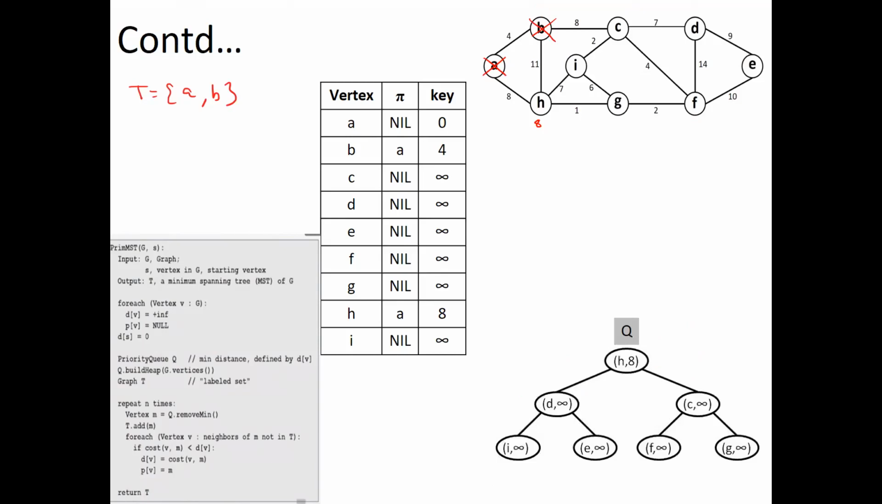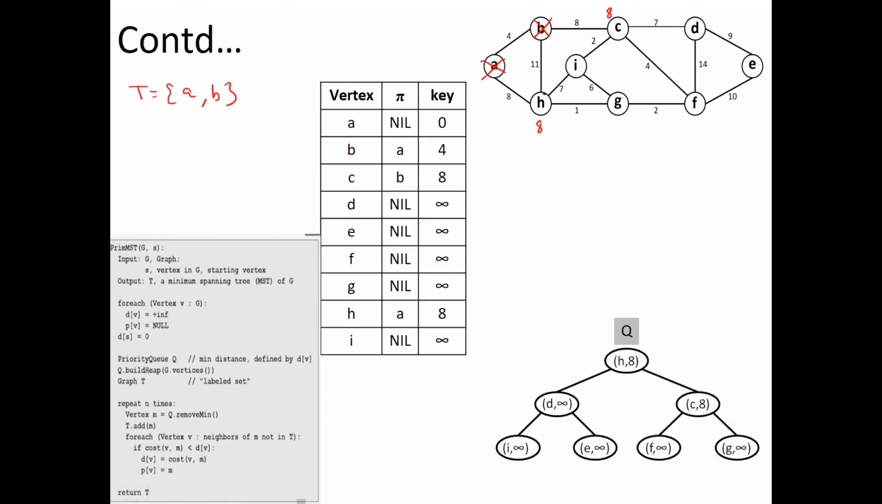Now there are two values adjacent to B. One is C. Earlier C was infinity, so C will be replaced here by 8, because the B to C distance is 8, and the nil value will now be replaced by B. Now C comma 8 will be updated as such without any updates in the priority queue implementation using heap.